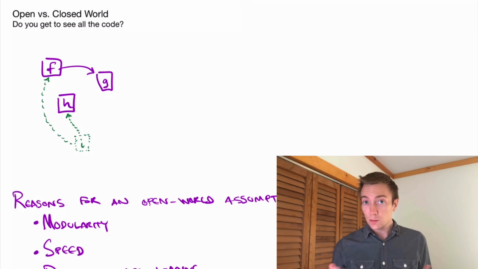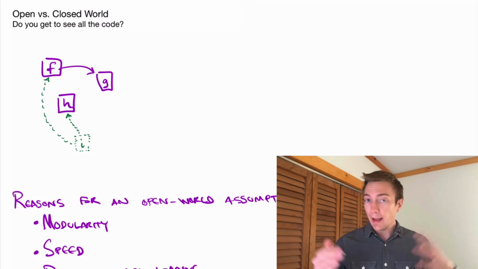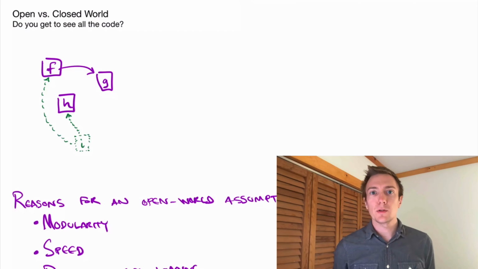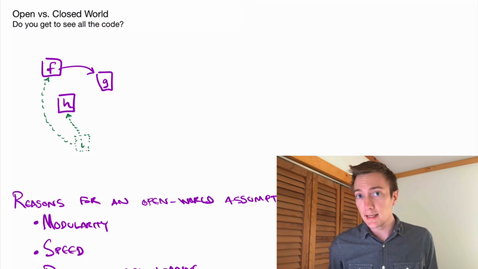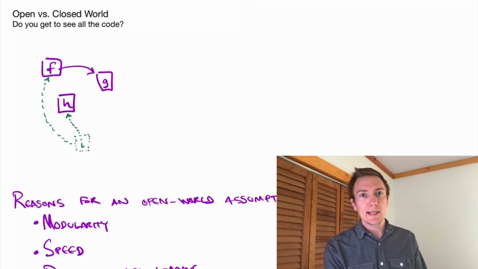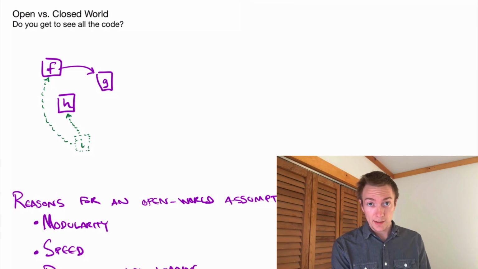So in general, when you're making an open world assumption, you just have to assume that other code that we haven't seen yet is allowed to do anything, that is, call any function, so no functions can possibly be dead and deletable. So this sounds really problematic. Why would we ever make an open world assumption? It seems like it could limit a lot of the things that you would want to do in interprocedural analysis.